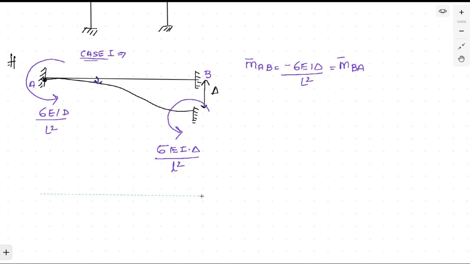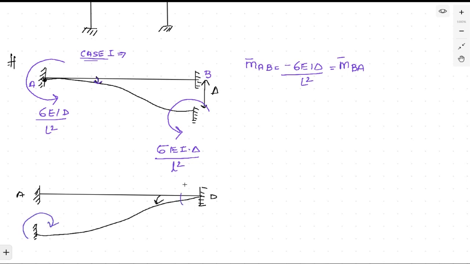If this is your fixed beam, and in this fixed beam the settlement is not for the right support. If this is A and this is B, the settlement is for the left support. There is settlement like this. Now in this situation the rotation is like this. As I told you, the rotation is in this direction, so the fixed end moment that will develop will be opposite to that of the rotation.